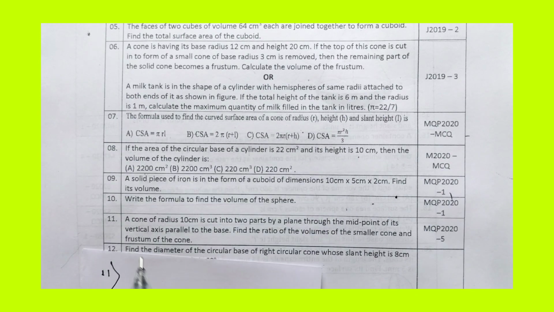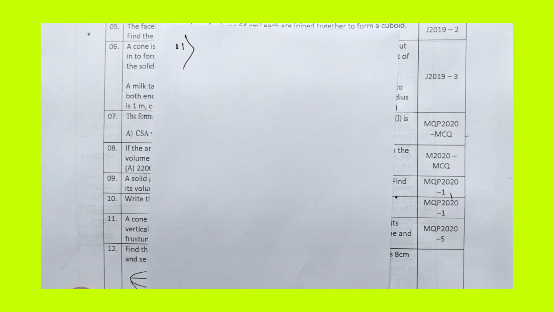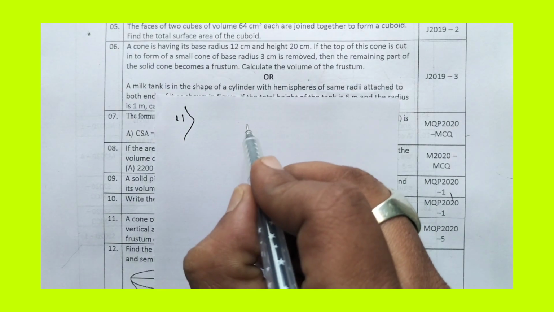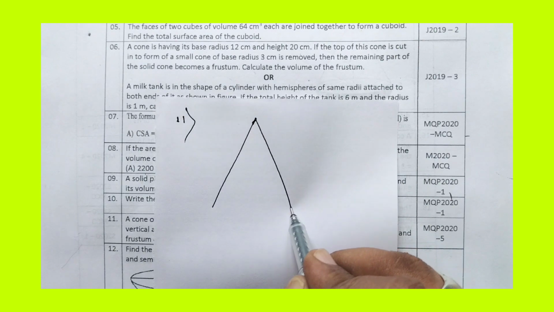In the 11th question, first, a cone of radius 10 centimeter, if we write it, first let us draw one cone. So here is a cone.